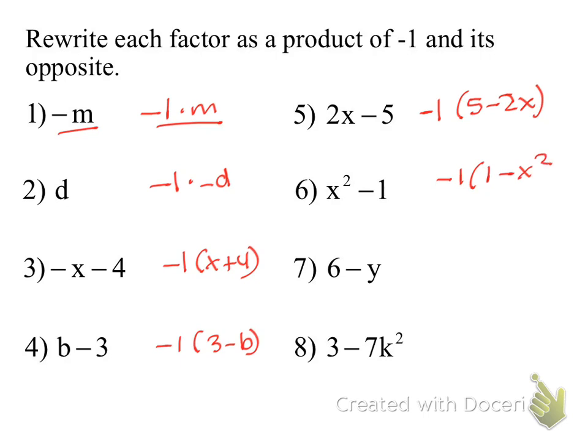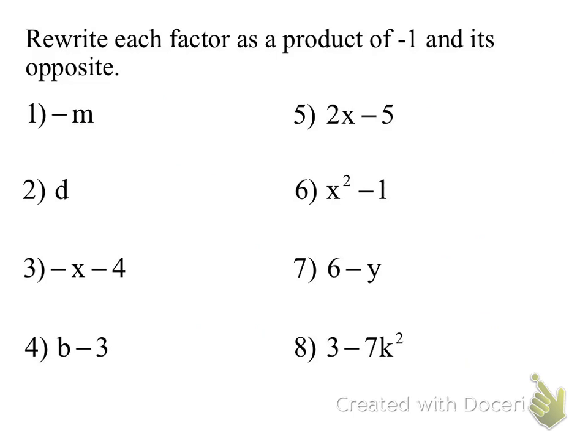Good. Next one, go. Nell. Negative 1 times y minus 6. Good. Next one, Sadie. Negative 1 times 7k squared minus 3. Perfect. You guys get the idea? Now, here's where we're going to use that. Ready?